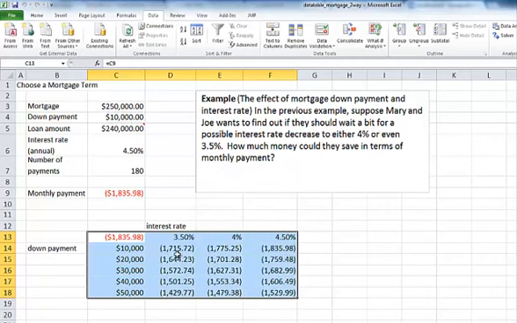Now you can see that all the numbers are calculated immediately for you. Indeed, as you can see, when the interest rate drops, you start to pay lower amount, and if you pay more down payment, you get a lower monthly payment as well. Okay, so by doing that, Mary and Joe would be able to consider the different possibilities and make good decisions.